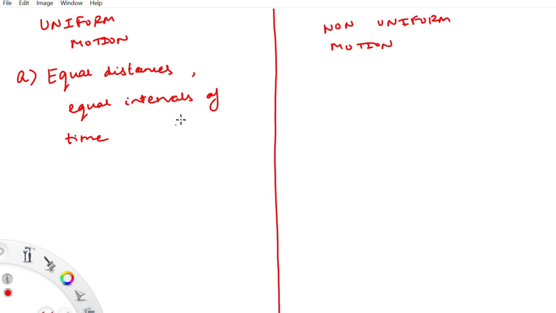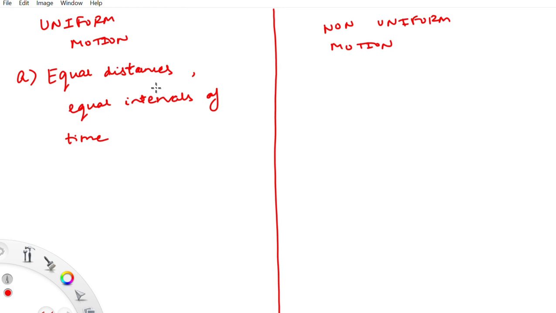A very cool example of non-uniform motion can be driving in a situation of traffic. I am pretty sure that all of you have experienced this situation of heavy traffic in Delhi and NCR, where you get some space to drive fast or ride fast. You're able to cover that distance. At times you get stuck. So in those kind of situations, you are not covering equal intervals of distance and equal intervals of time.